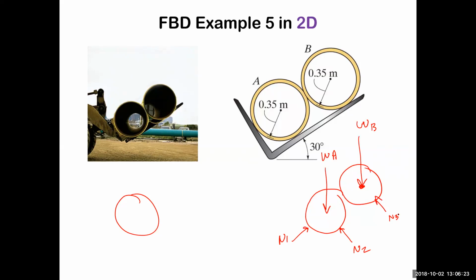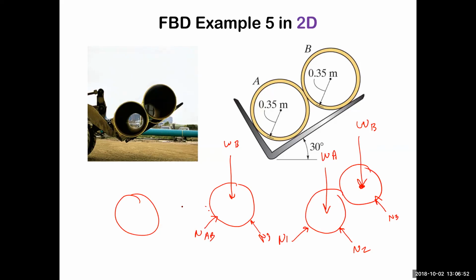So that's the system as a whole, right? But then you could also take apart the system and look at the different pipes individually. If you look at the first pipe, it's got this WB. It's going to have this N3 here, but it's also going to have a normal force pushing from pipe A to B. We could call that NAB.